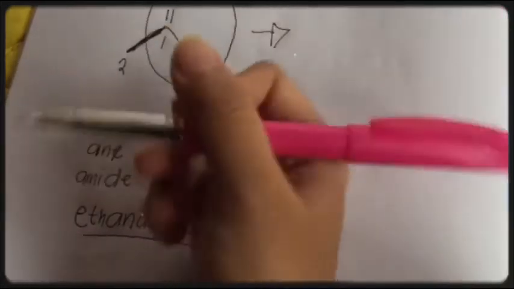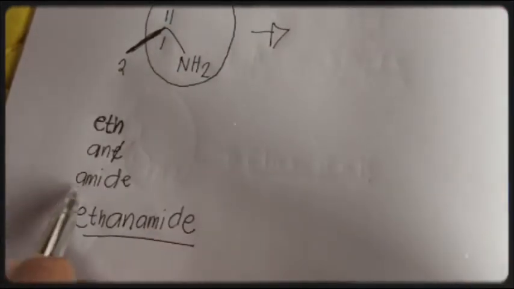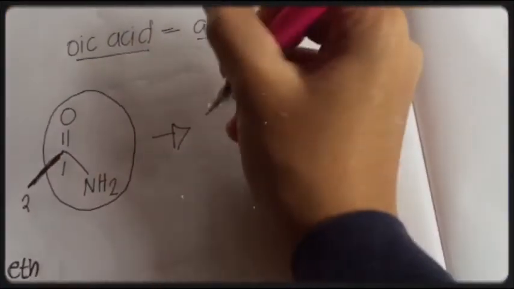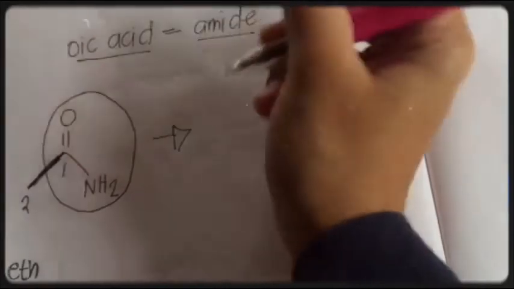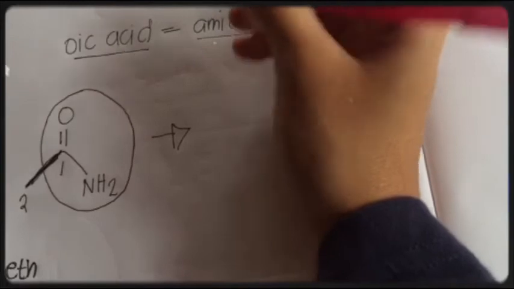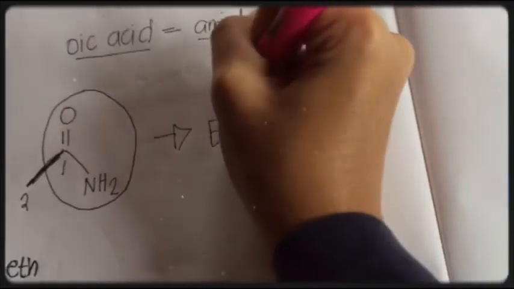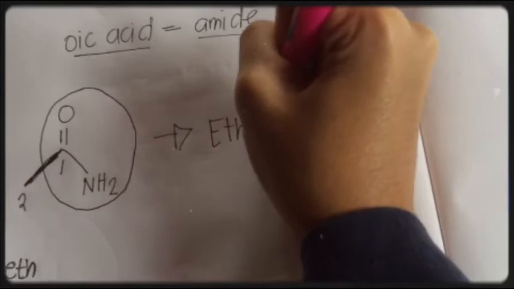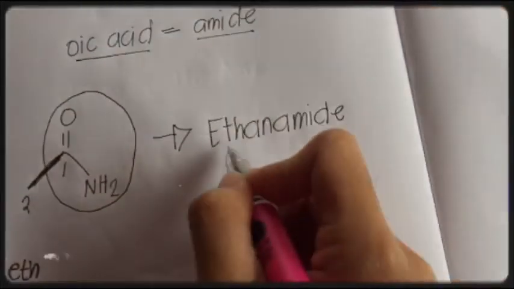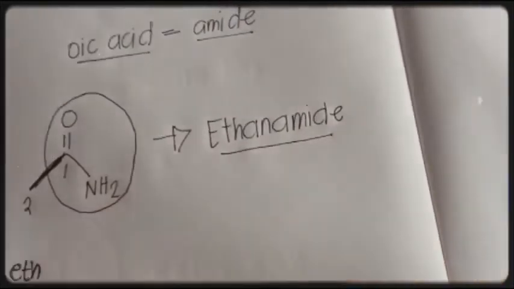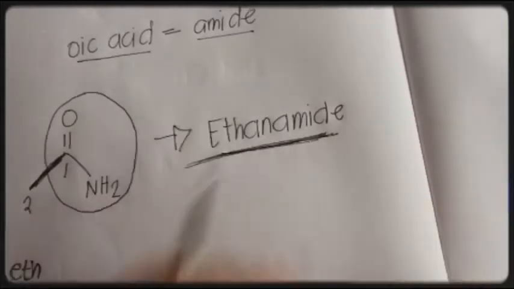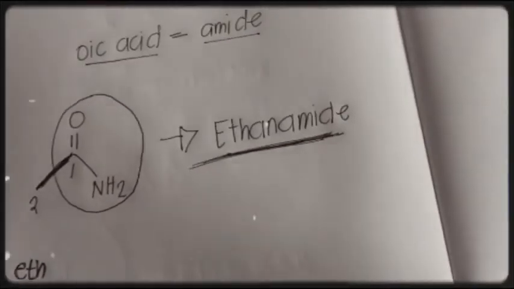So we just drop the E and then put amide as a suffix. So the final name of this structure, rather, is ethanamide. That is how we get to name the amide.